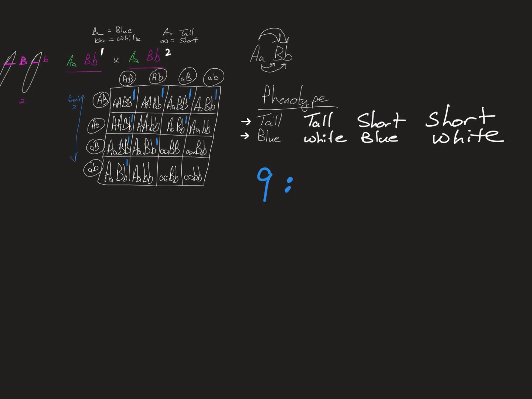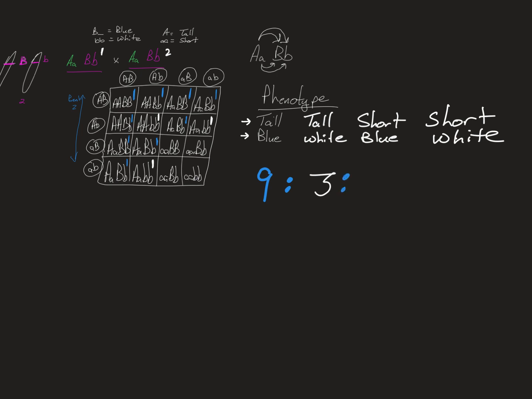Then, well, let's count. How many of these are going to be tall and white? I'm going to draw a little white line for tall and white. That's tall and white. This one's tall and white. This one's tall and white. That's all I have. I expect to see 3 tall and white ones.